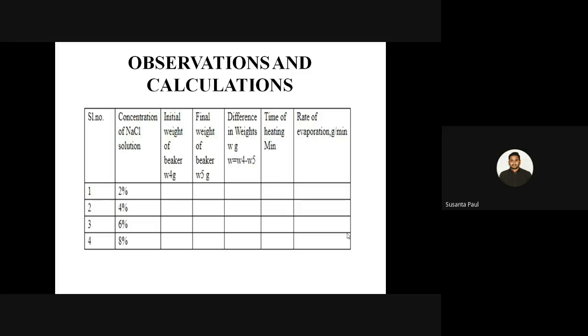Their initial weight of the beaker is W4 gram, and after 30 minutes of evaporation, we can write their weight as W5 gram. Next is the difference in their weight, that is W4 minus W5, the initial weight and the final weight, and the time of heating, which is 30 minutes, and the rate of evaporation, that is gram per minute. So this is all about the observation table, and you can calculate after getting the results.